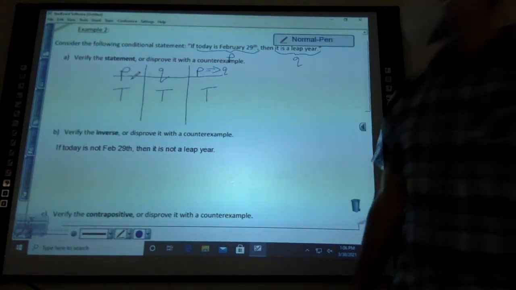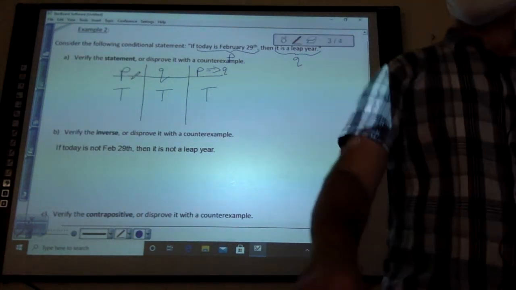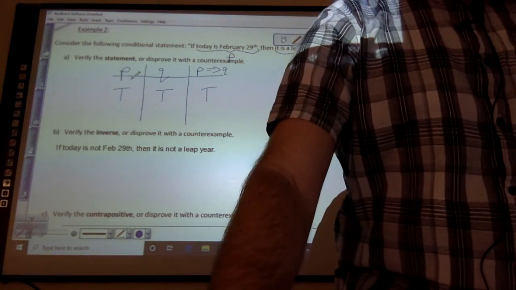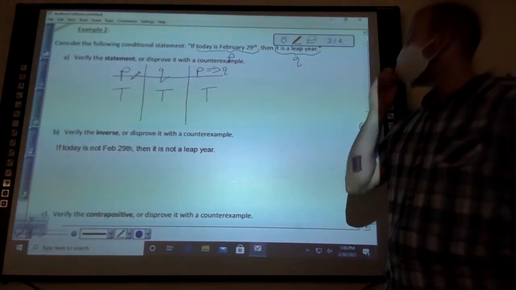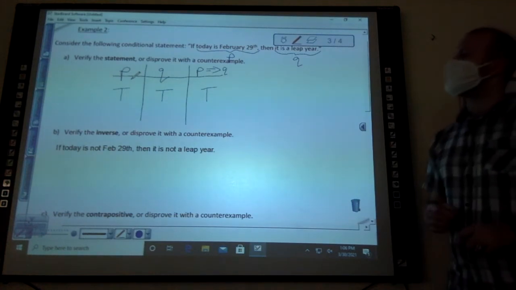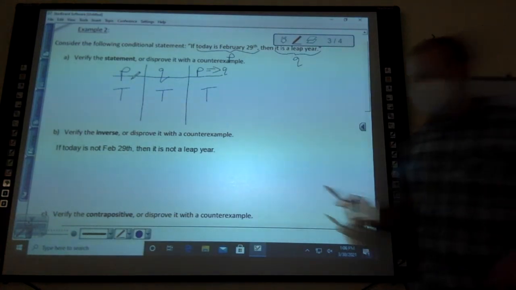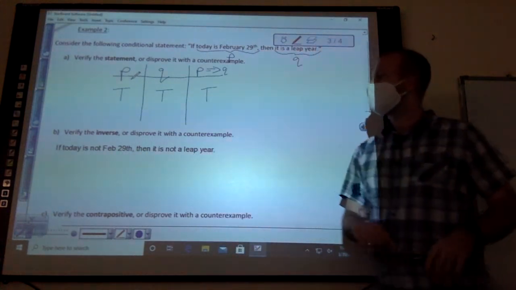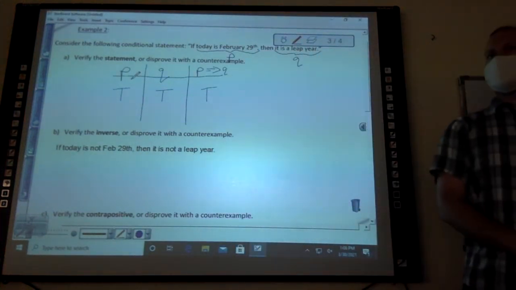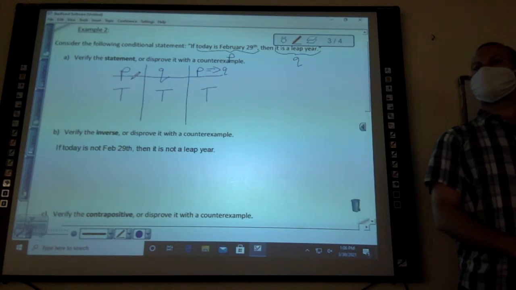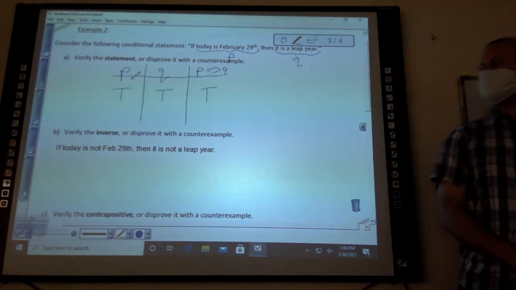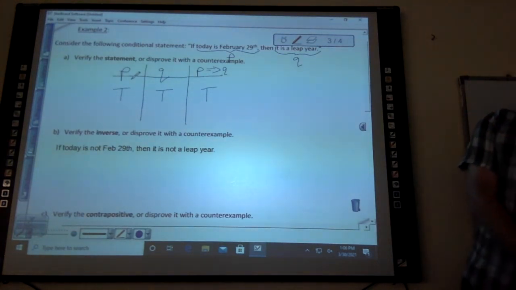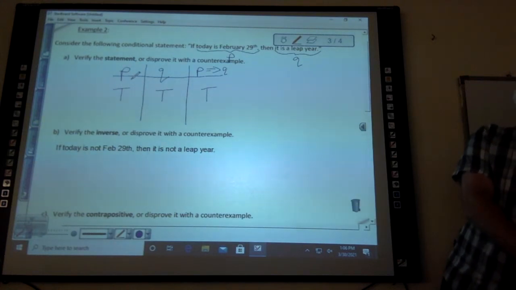So what do you think? Is this true or is it false? Is there any way that today is not February 29th, but it is a leap year? Yeah, this one's definitely false. But what's your counterexample?